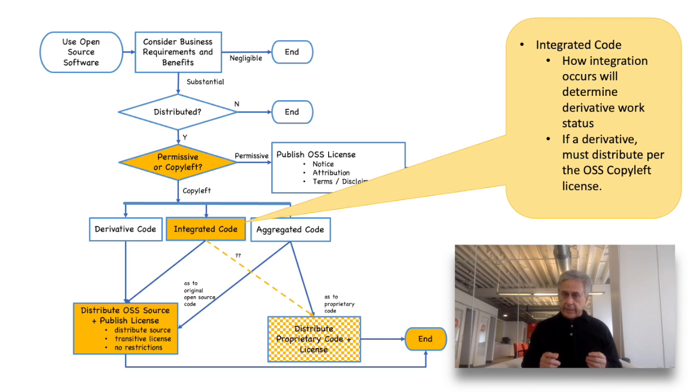Lastly, integrated code is code that is sufficiently bound to OSS code as to form a single derivative work in which the two code bases are inseparable. Integrated code causes the whole derivative work, including your code, to be subject to copyleft license terms. Whether integrated code constitutes a single derivative work depends on the way integration is accomplished.